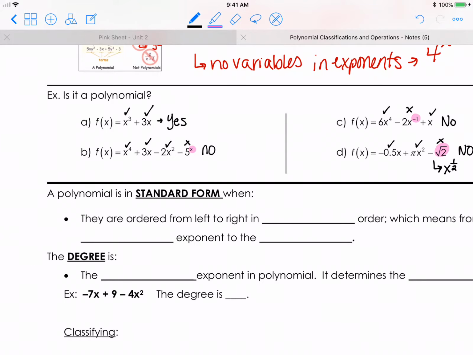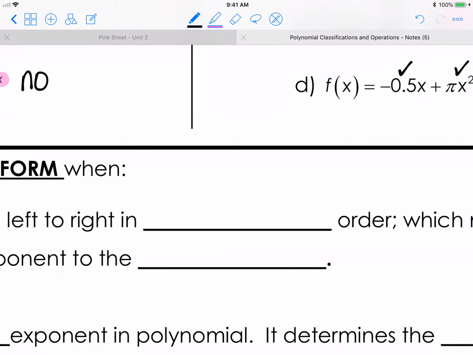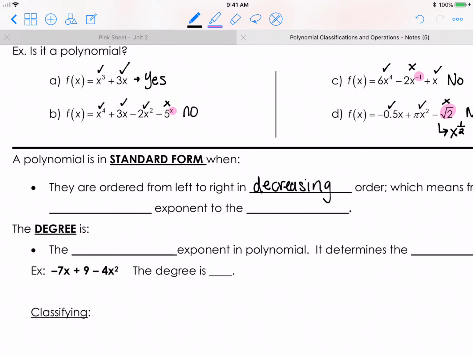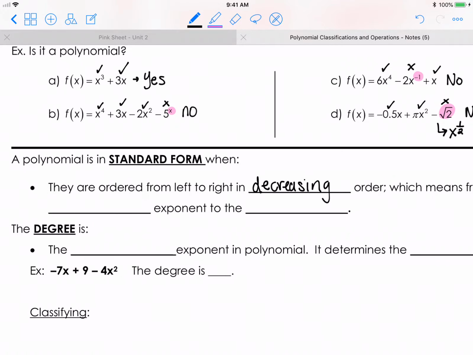Okay, let's talk about polynomials in standard form. It's in standard form when the terms are ordered from left to right in descending, well, let's say decreasing order, which means from the largest exponent to the smallest. So it's decreasing, it's descending order.